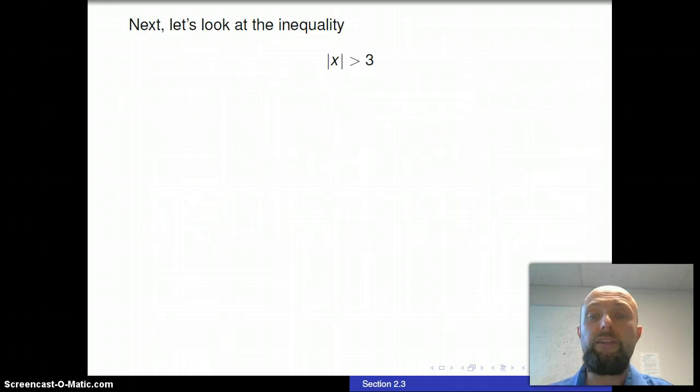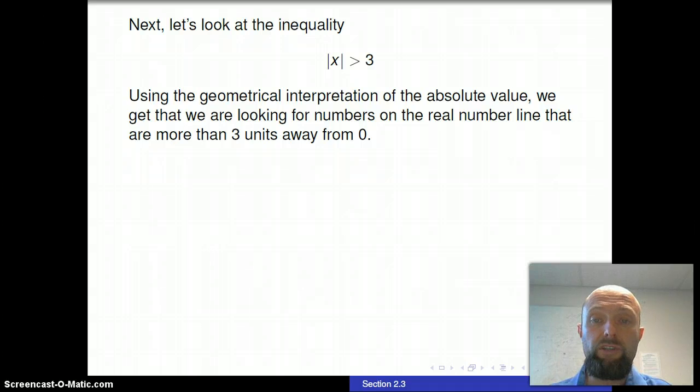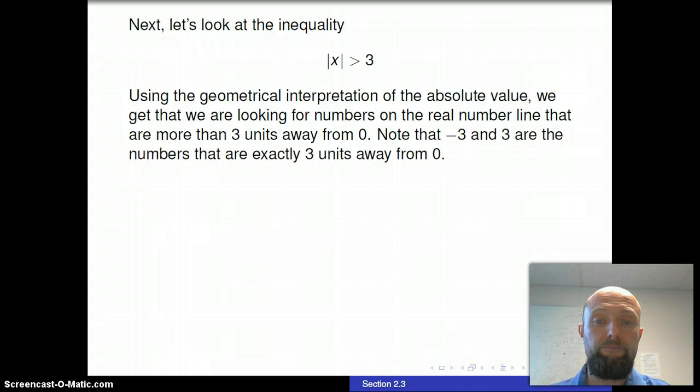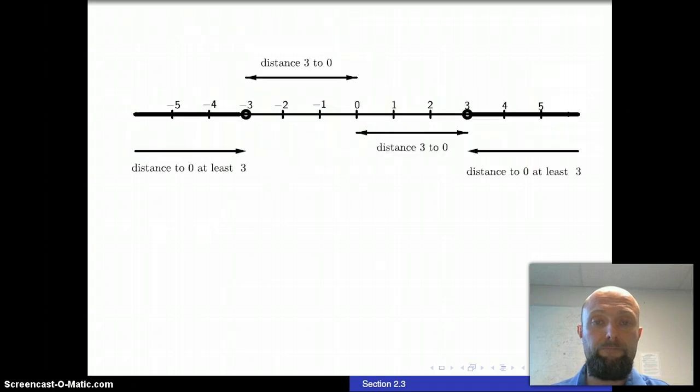Next, let's look at the inequality the absolute value of x is greater than 3. Using the geometrical interpretation of the absolute value, we are looking for numbers on the real number line that are more than 3 units away from 0. Note that negative 3 and 3 are the numbers that are exactly 3 units away from 0. We get the following picture.